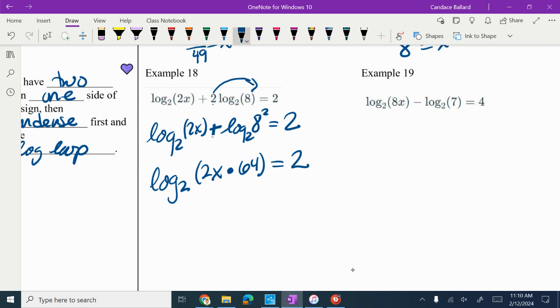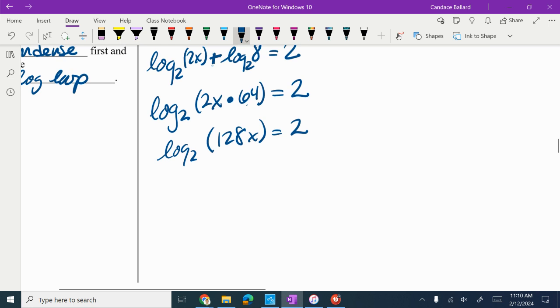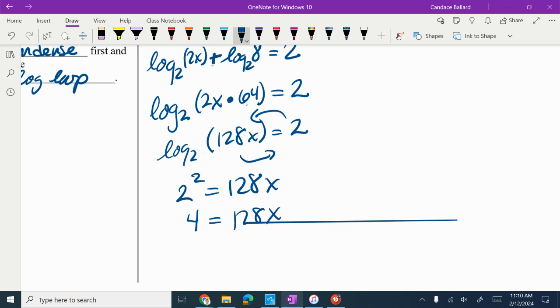Okay. What's 2x times 64? 128x equals 2. Good. All right, notice it now looks like the problems we had up here, right? 1 log on one side. So what is my base now? 2. And I'm going to loop it around. So 2 to the what power? 2 equals 128x. Now it's algebra 1. All right, what's 2 squared? 4. Good.